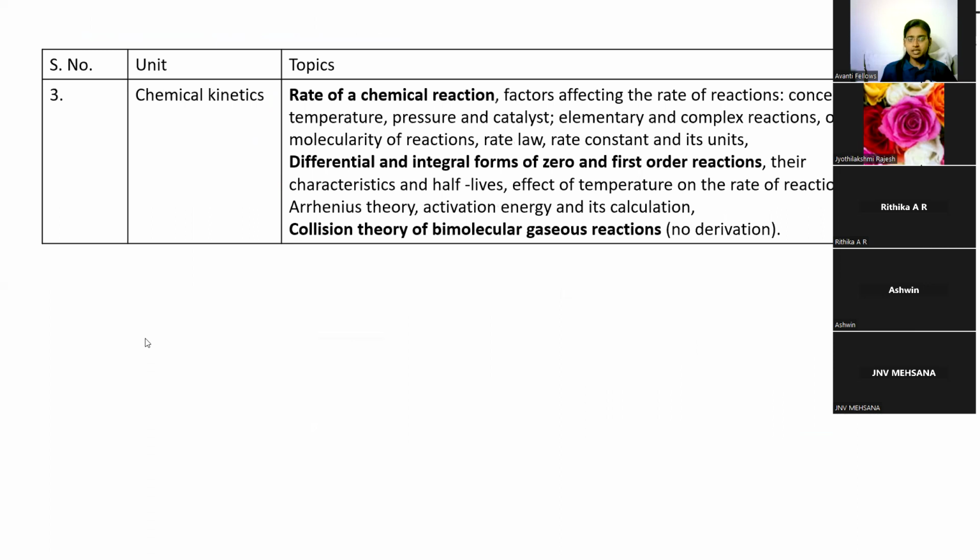Then moving on to the third physical chemistry lesson, which is chemical kinetics. This is one of the easiest among all three lessons. Here we will discuss the rate of a chemical reaction. This lesson deals with the speed at which a chemical reaction occurs, and the factors affecting the rate of reaction. Those factors are concentration, temperature, pressure, and catalyst. And rate law, rate constant and its units are very important, and order and molecularity is again an important topic.